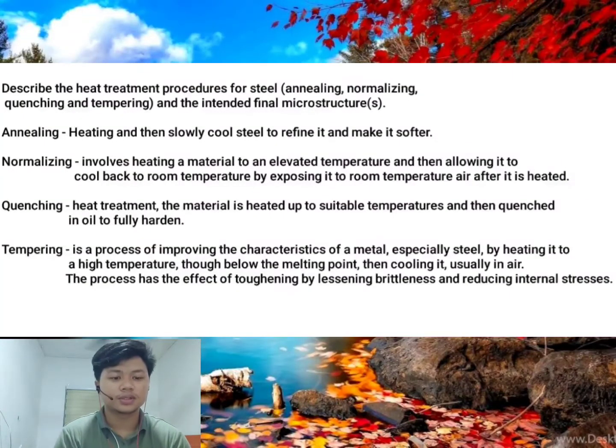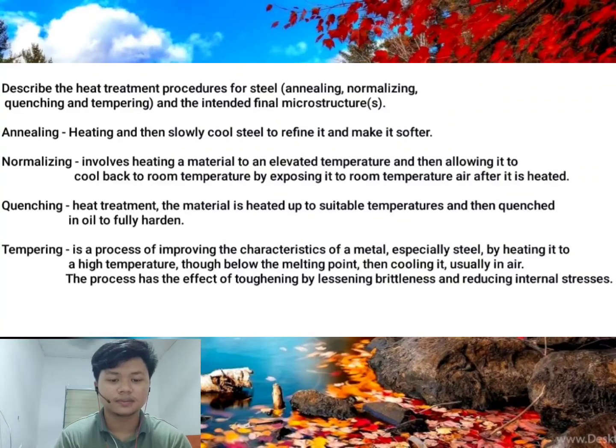Describe the heat treatment procedure for steel: annealing, normalizing, quenching and tempering, and the intended final microstructure. So for annealing, steel is heated and then slowly cooled to refine it and make it softer. Normalizing involves heating a material to an elevated temperature and then allowing it to cool back to room temperature by exposing it to room temperature air after it is heated.